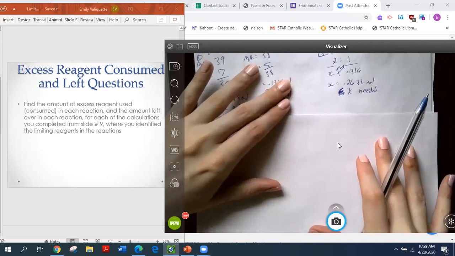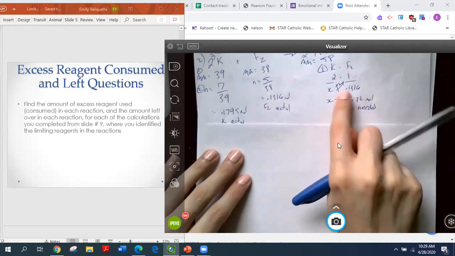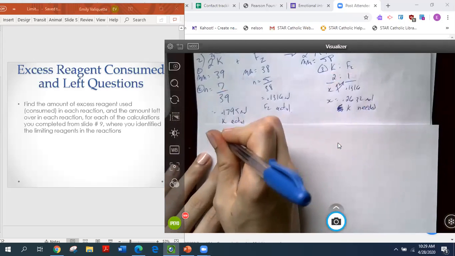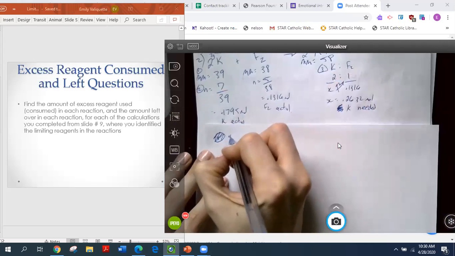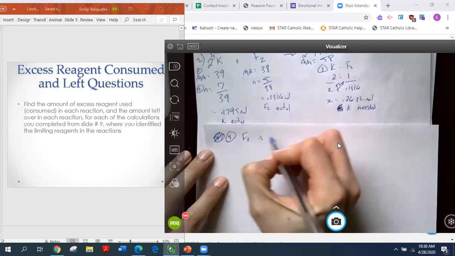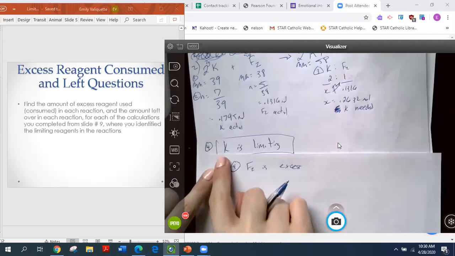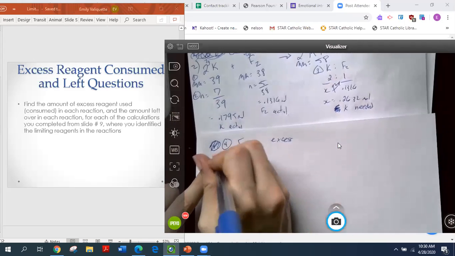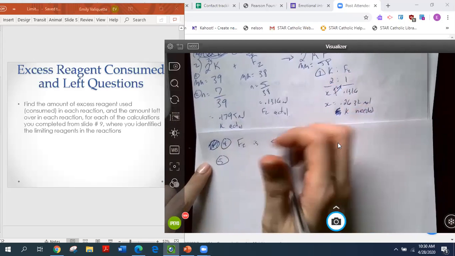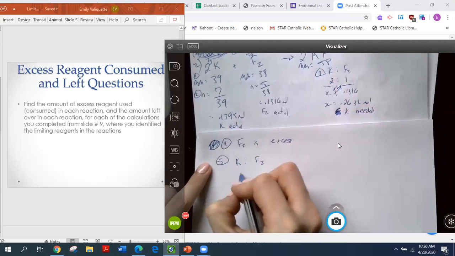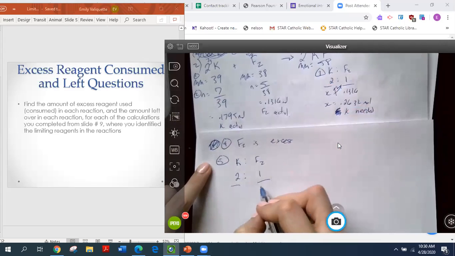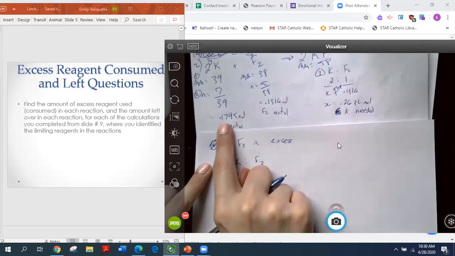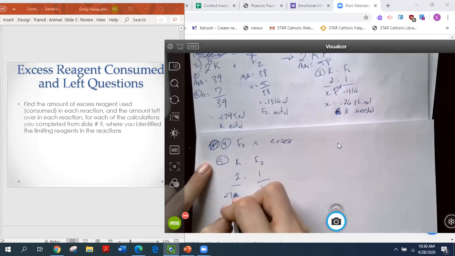I am going to have to go back to this mole ratio here. This will kind of be our step 4. Actually, step 4 was identifying that fluorine is in excess, just like we identified that potassium is limiting. Step 5 will be going back to this mole ratio between our two reagents, which is still a 2-to-1 ratio, but this time we have to solve for the amount of excess reagent, which means I put the X here and plug in the amount of potassium on the other side and cross multiply.